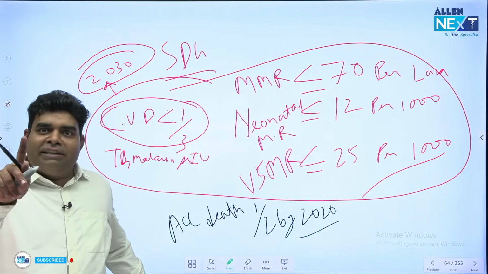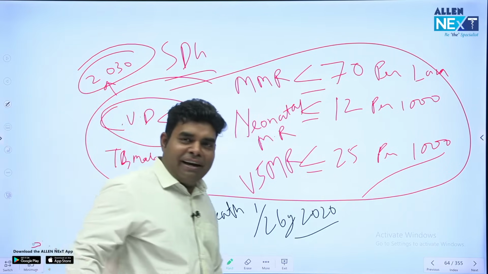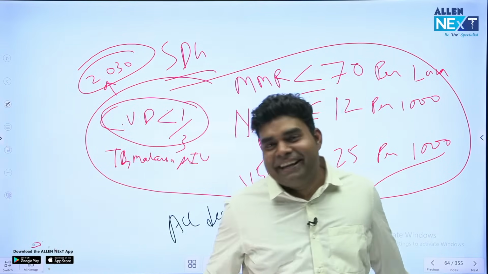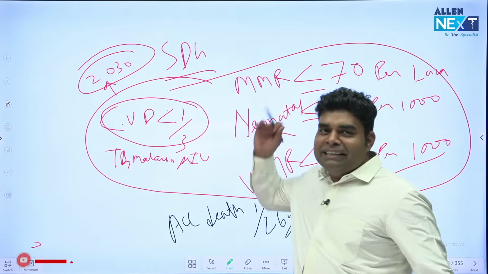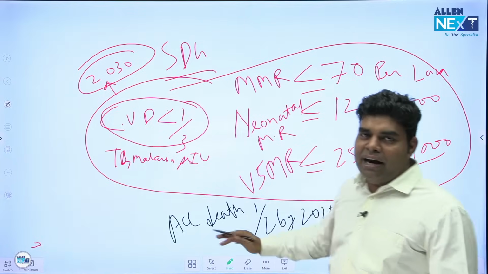Only one target was achieved, and only for 1 month: accidental death halved. Rest all is just in the air. Or remember the 3 numbers: 70, 12, 25. MMR, NMR, under 5 mortality rate.